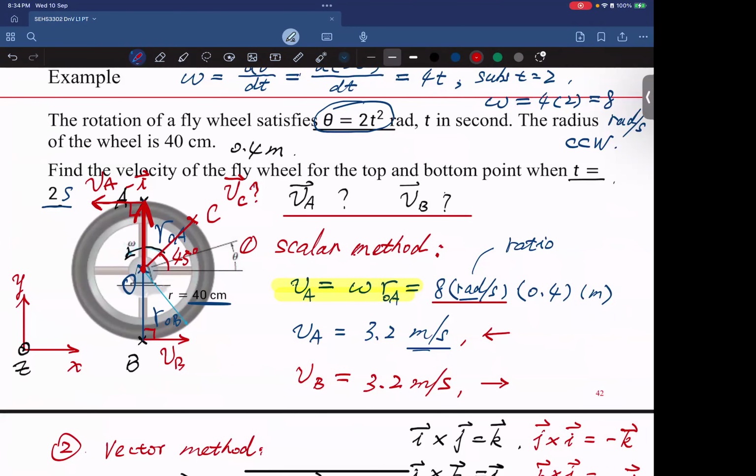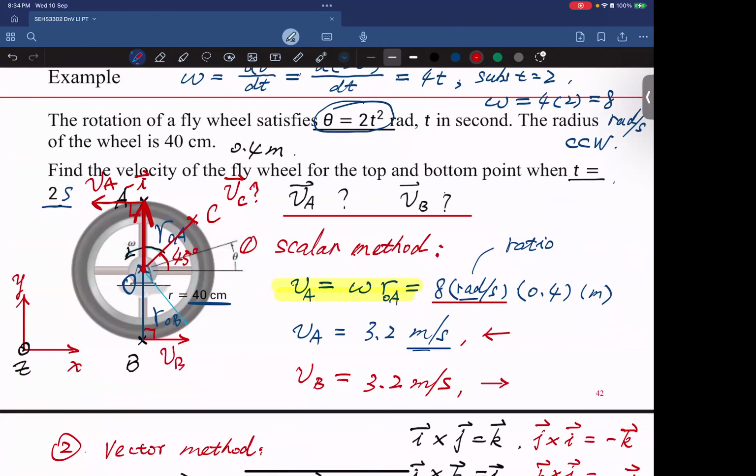C's position with respect to O, right? O as the initial, C as the terminal. So what is the X component? What is the Y component? How do we get those two components, right?